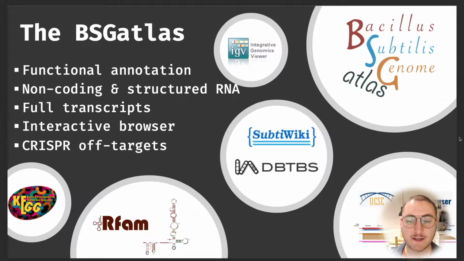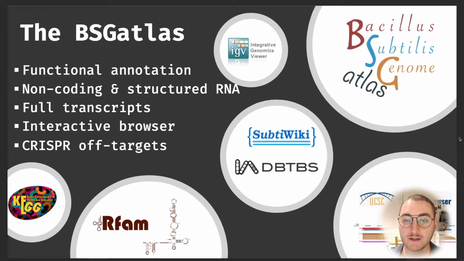The BSGatlas is a resource that integrates multiple databases into one single resource. These existing databases that we integrate provide a wide variety of different annotation types. And by integrating them in one spot, you, the user, have access to functional annotations, non-coding RNA and structured RNA annotations, but also full transcripts in one single resource.